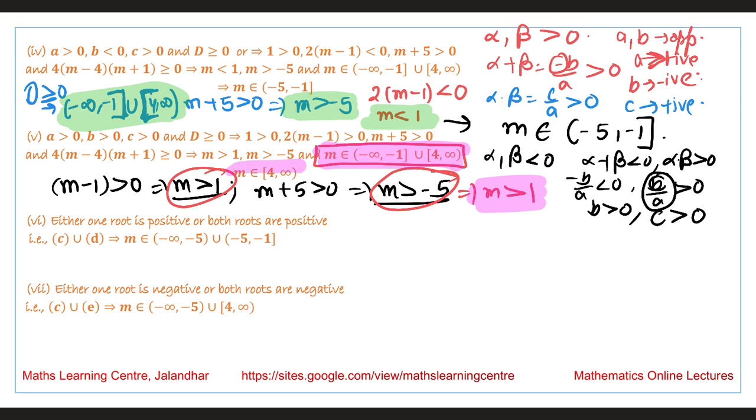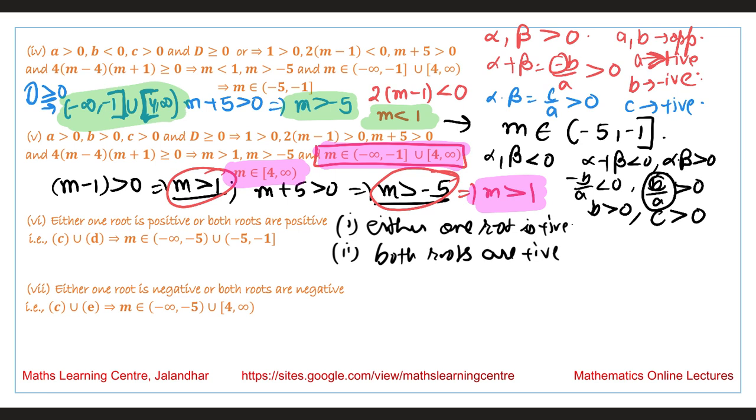So the common region we have over here is that m belongs to the interval 4 comma infinity. Now the next case we have is that at least one root is positive. So when we are saying at least one root is positive, it means the first case we have is either one root is positive, or second, we are saying both roots are positive.